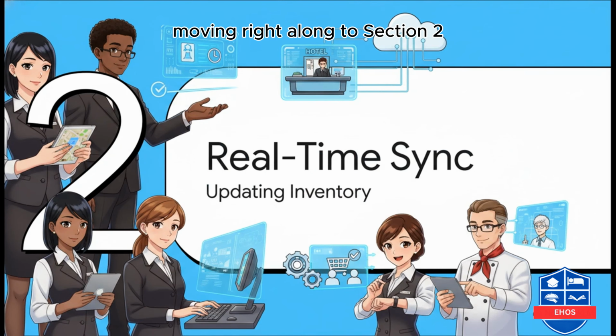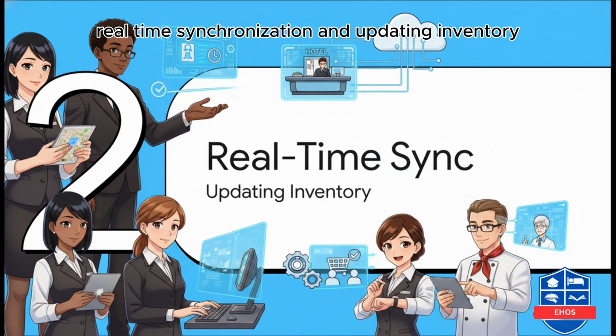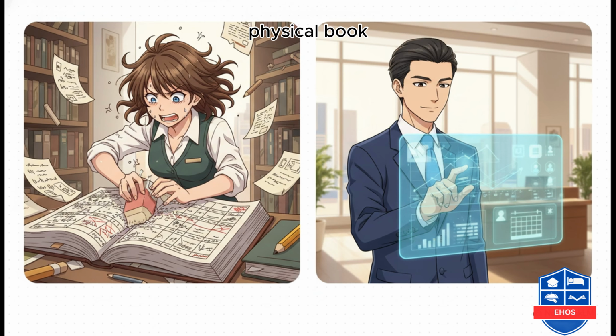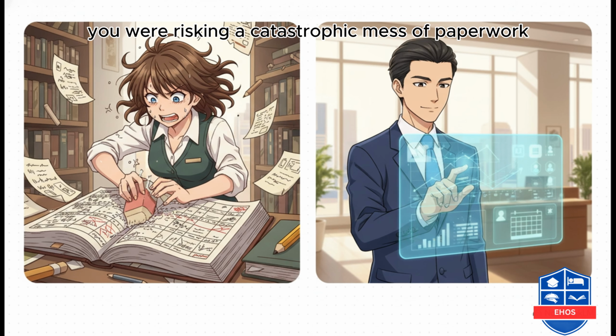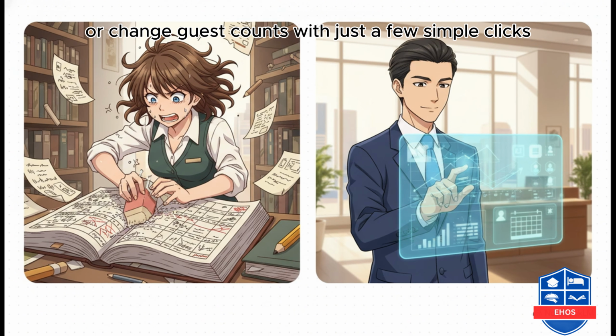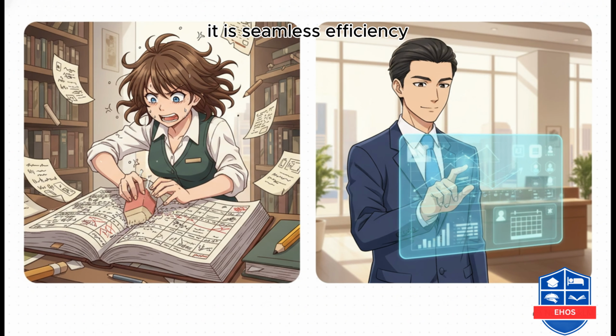Moving right along to Section 2, real-time synchronization and updating inventory. Picture this. Back in the day, using manual ledgers, changing a date meant literally erasing lines in a massive physical book. You were risking a catastrophic mess of paperwork and lost information. Today, with a modern PMS, an agent can adjust arrival dates, upgrade room categories, or change guest counts with just a few simple clicks. It is seamless efficiency entirely replacing those chaotic, error-prone physical books.